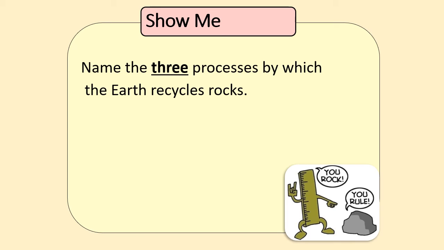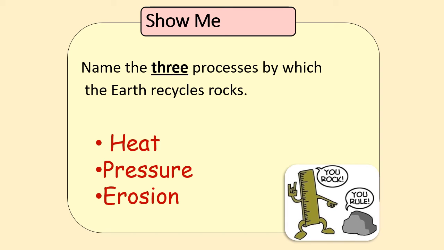So, what are the three processes by which the Earth recycles the rocks? Well, we have heat, pressure and erosion. So heat and pressure, that's ways of melting the rocks or transforming the rocks. Pressure helps to form sedimentary rocks, but also transform rocks into metamorphic rocks. And erosion is what can turn igneous rocks, metamorphic rocks, or sedimentary rocks back into sediment.